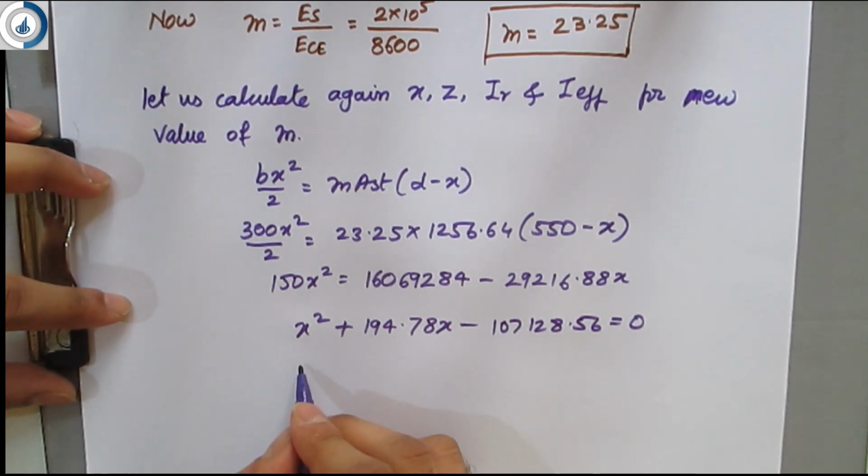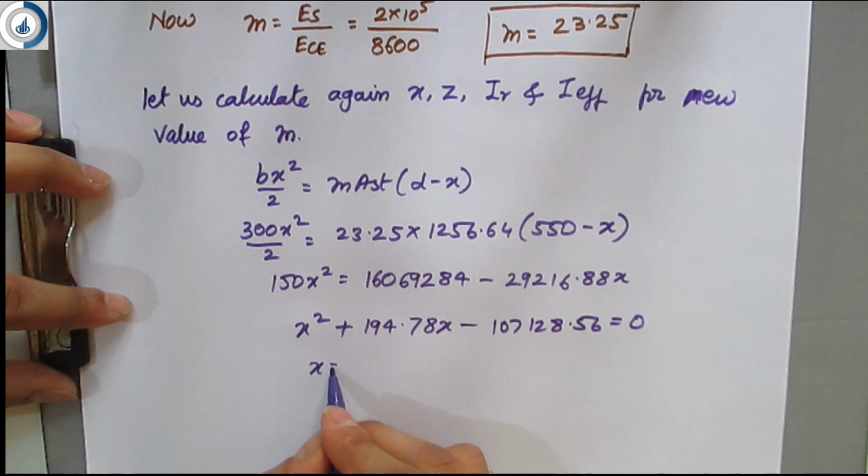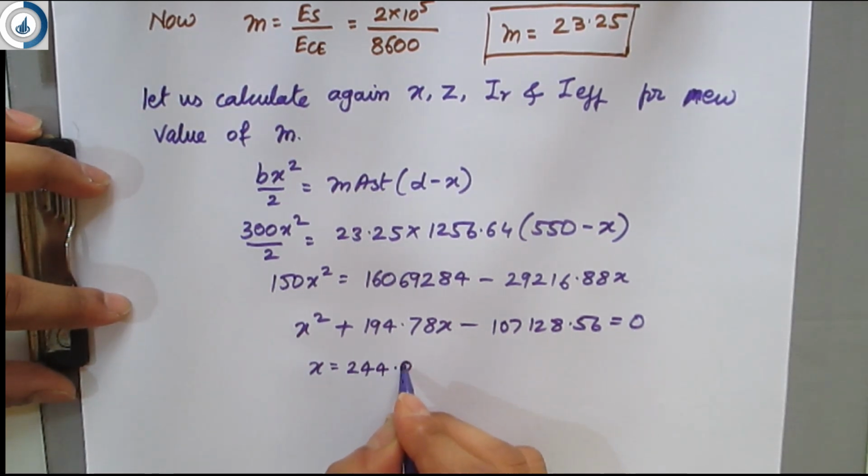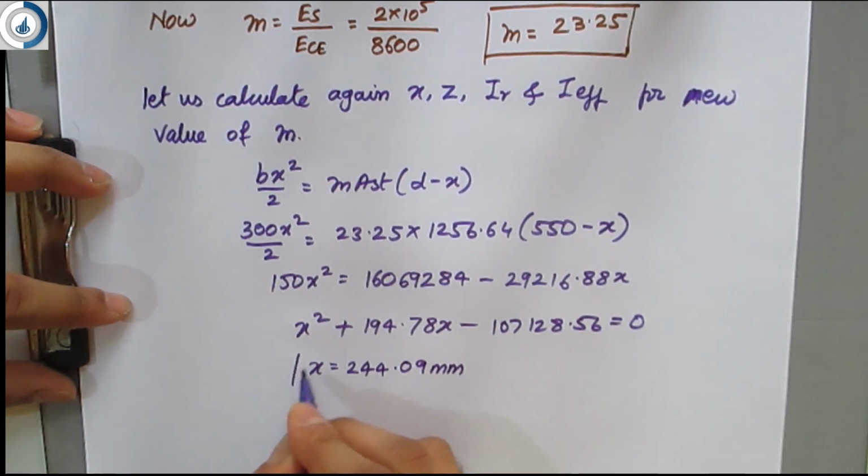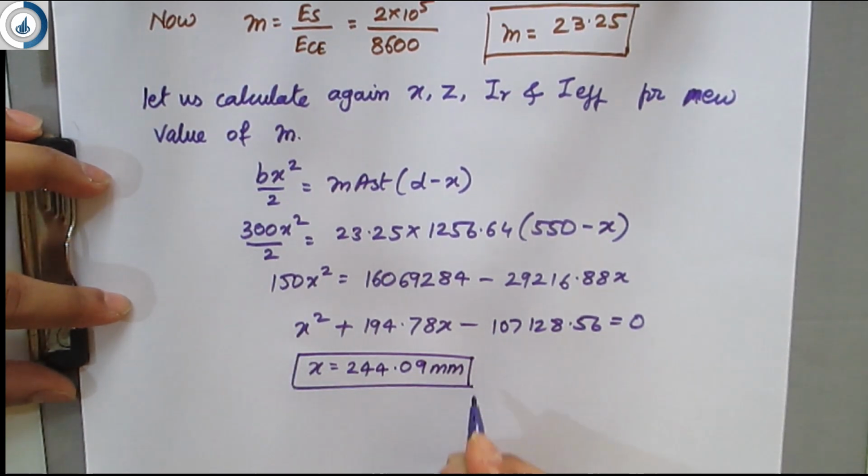So solving the above equation, again a quadratic equation in your calculator, you will be getting the depth of neutral axis x is equal to 244.09 mm. So this new x value you will be using in your next calculations.